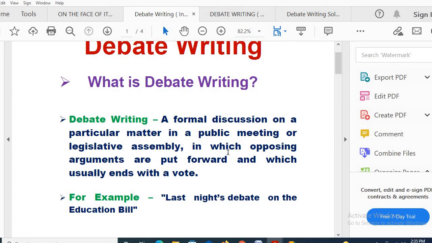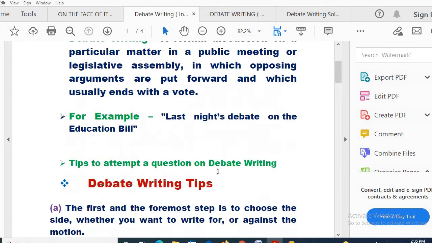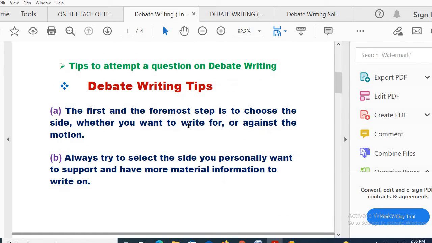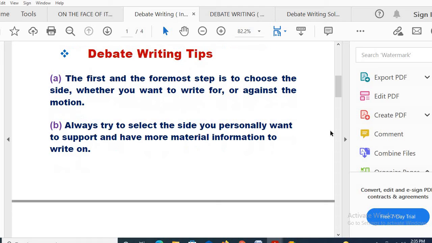Now, what basically happens in a debate contest, or in debate rather, opposing arguments are put forward, and finally it ends with a vote. Now voting is done, and after that the winner is declared. Now there are some guidelines that we have to follow. Okay, while writing a debate, we have to follow certain suggestions, certain tips, certain guidelines. So I hope that this particular portion is visible to all of you. So let me move on right now.